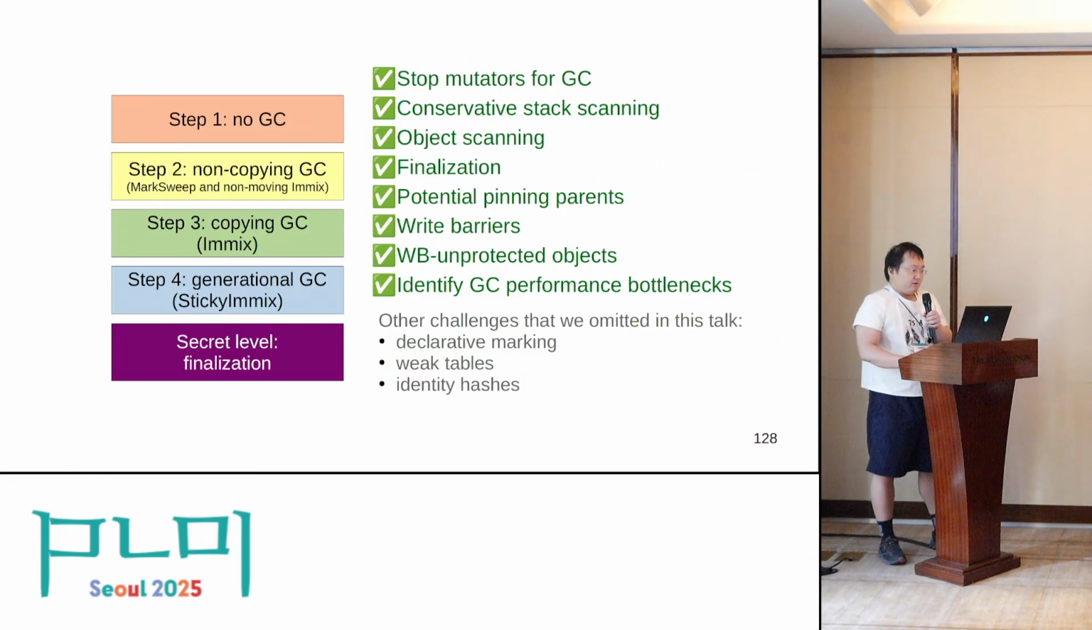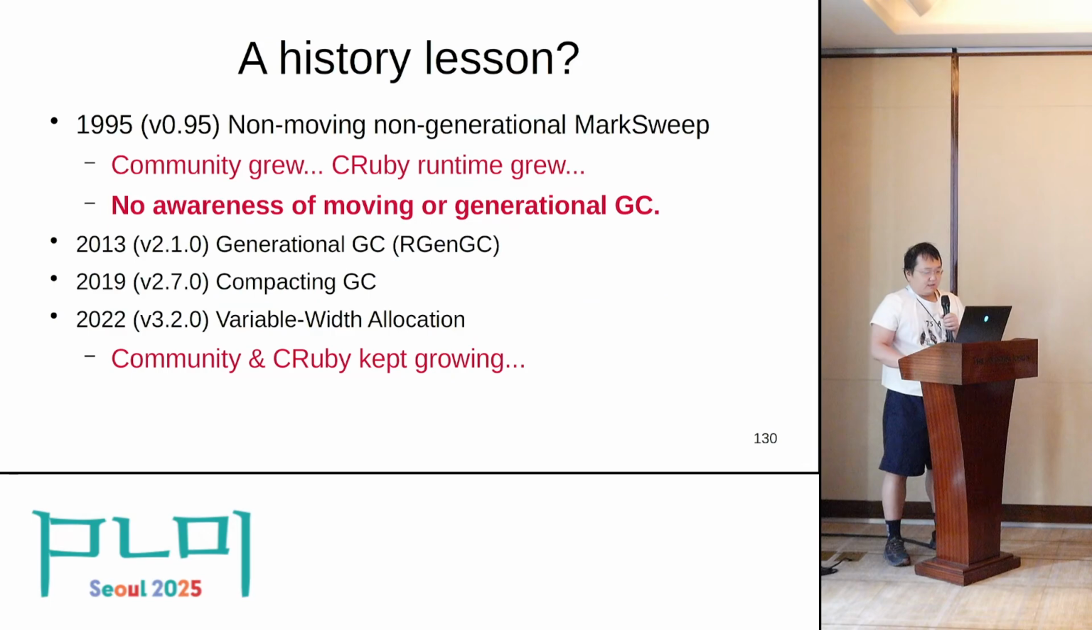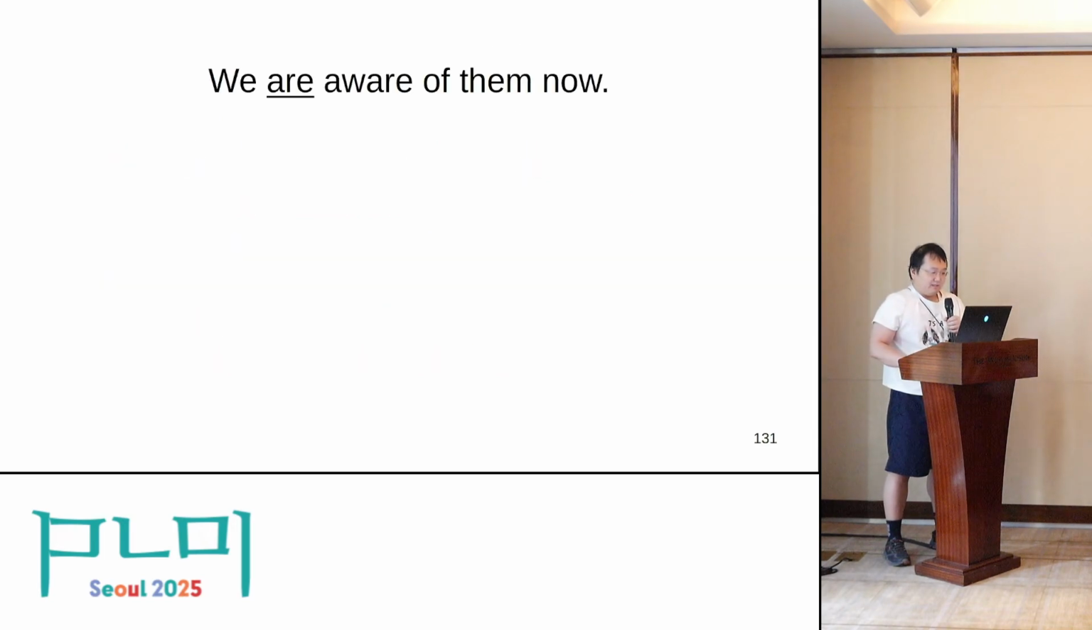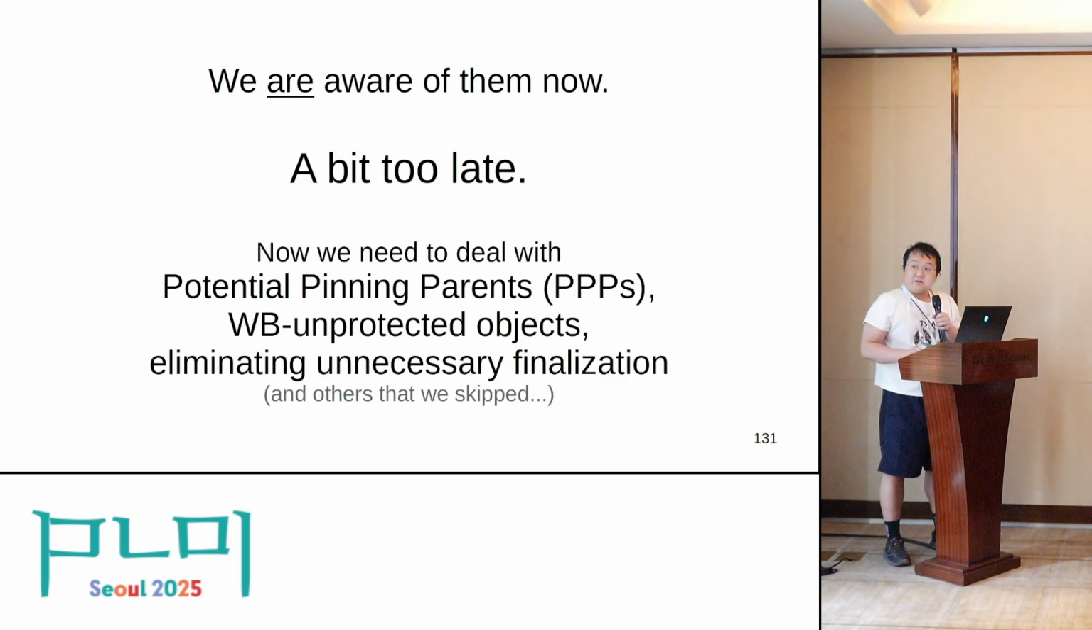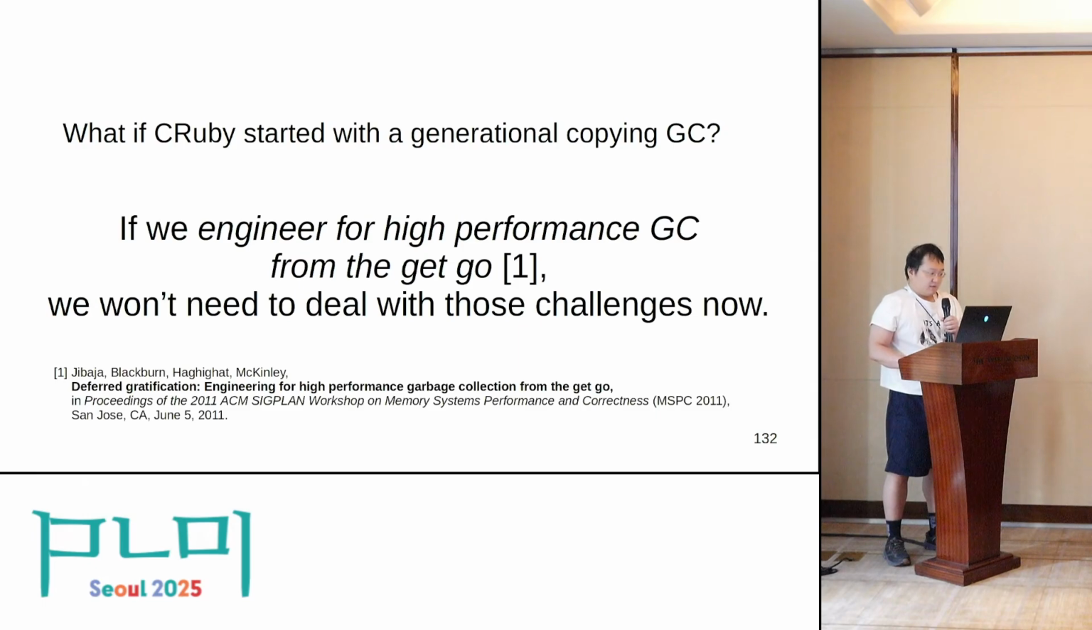So now we have gone through all the challenges and steps, and what have we learned? History lesson, maybe. CRuby started with a non-moving, non-generational GC, and so on, but we are now aware of them. But I think it's a bit too late. Now we have to deal with potential pinning parents, write barrier unprotected objects, and eliminate unnecessary finalizations. But what if CRuby started with a generational copying GC? If we engineer for a high-performance GC from the get-go, we won't need to deal with those challenges now.